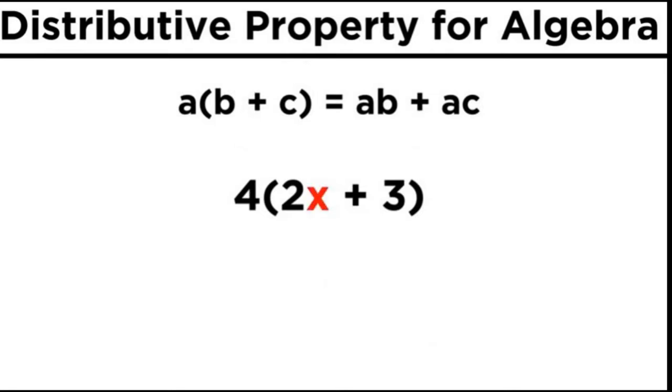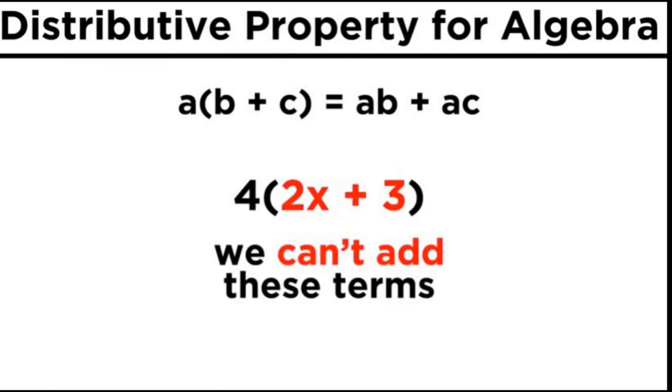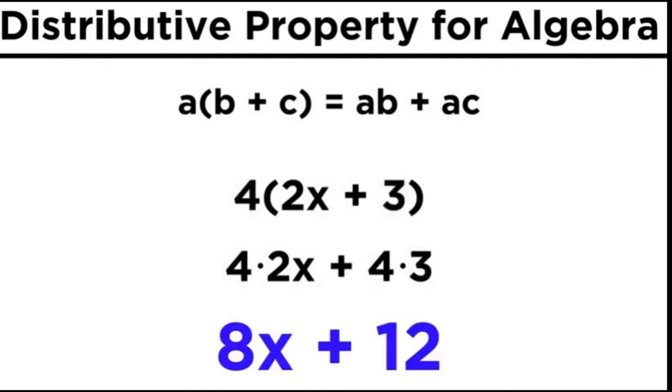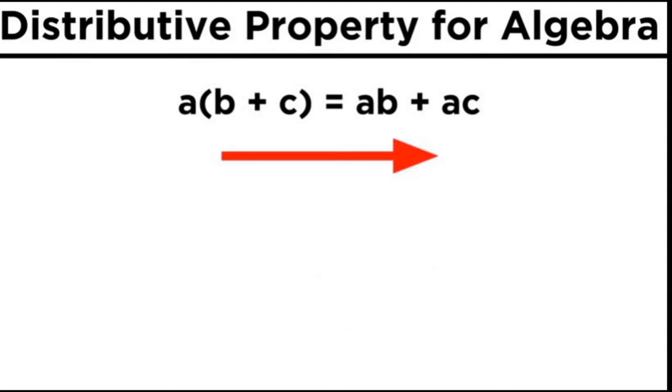But with algebra, there are variables that must remain as they are and cannot be combined with the numbers. So if we have 4 times the quantity of 2x plus 3, the only other meaningful way to express this is by distributing the 4 across the sum. That will give us 4 times 2x plus 4 times 3, which will simplify to 8x plus 12. In algebra, we will want to be able to use the distributive property that way.